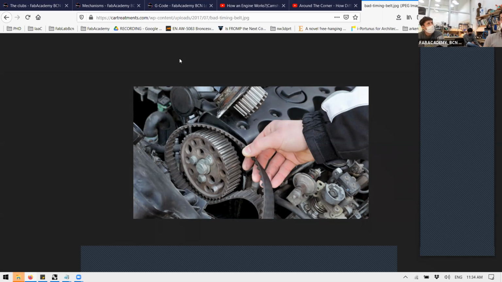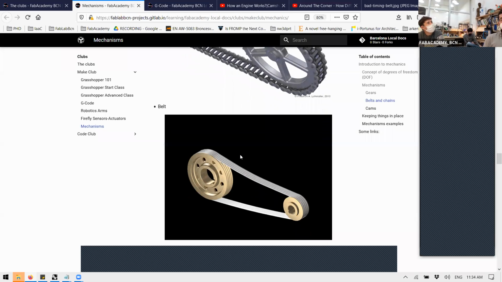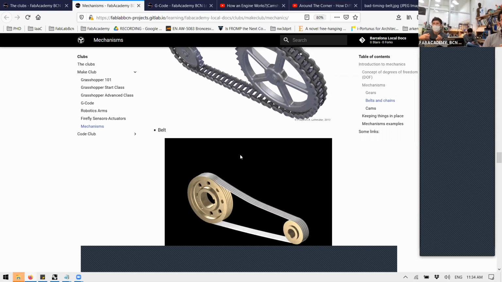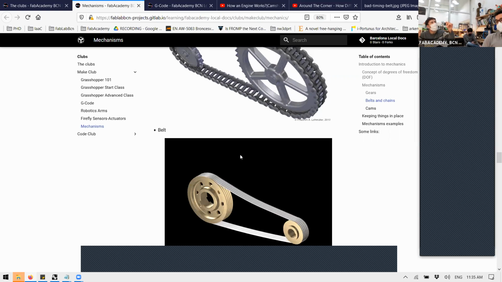What's a good point and why is it good to use belts? They almost have no maintenance at all. Well, you have to tension them. If they lose tension, you have to re-tension them so that they don't have too much slack. But maybe you even have to replace them sometimes in case they get worn out. But they mostly don't.